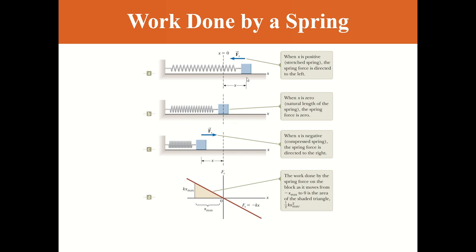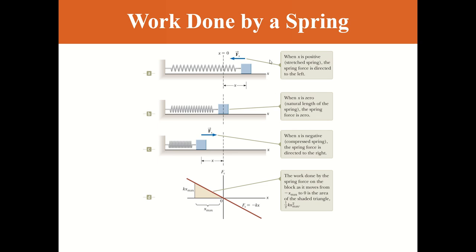In panel A, the spring is being stretched because you're pulling the block a distance of X in the positive X direction. In panel C, the spring is being compressed. You're pushing the block a distance of X in the negative X direction. So in panel A, the spring is being stretched a distance of X. In panel C, the spring is being compressed a distance of X.